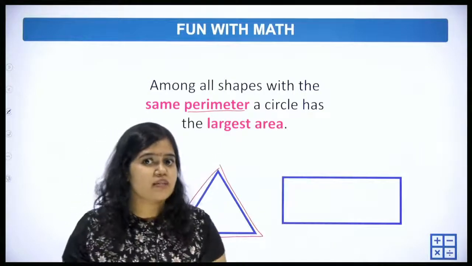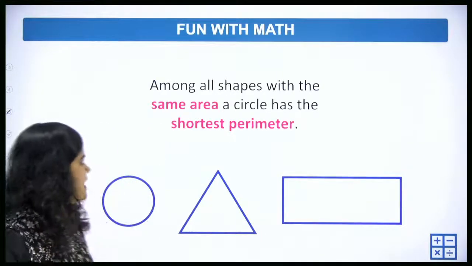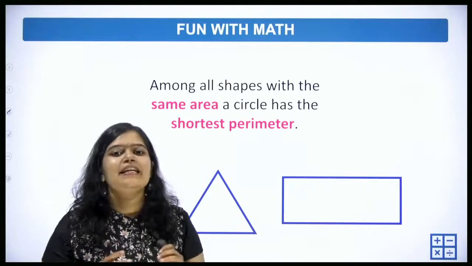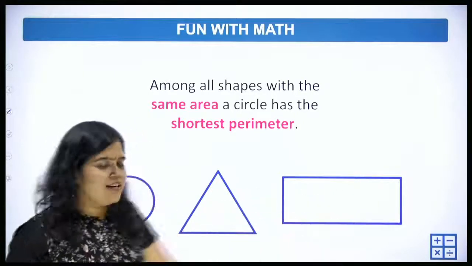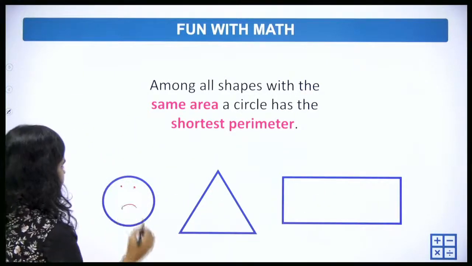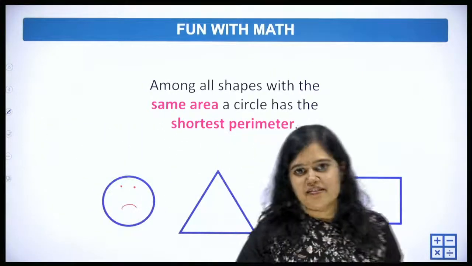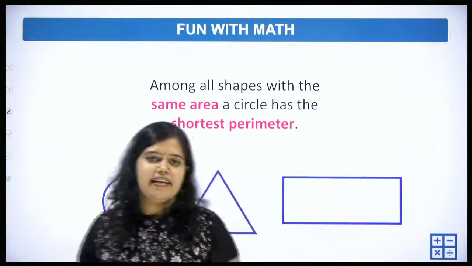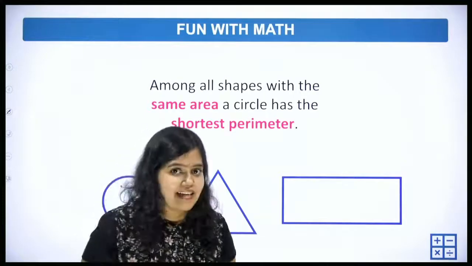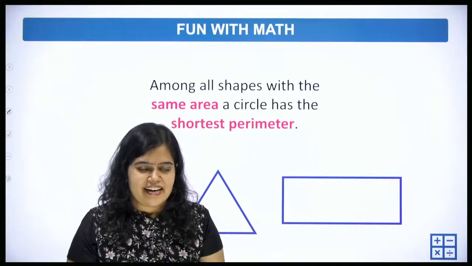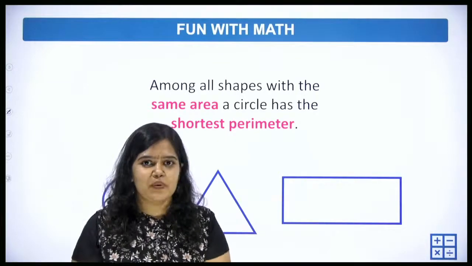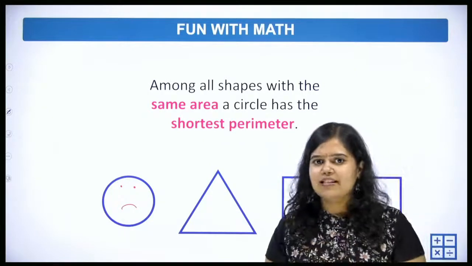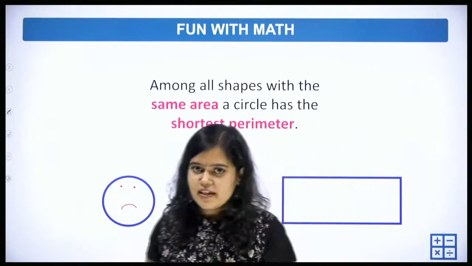Then what if all have the same area? If all have the same area, then the circle has the shortest perimeter. So these are the 2 facts. You can try these 2 by taking different perimeters and different areas for different shapes. You can try it as an activity at home and come up with different innovative answers that you can share in the interactive sessions. Clear?